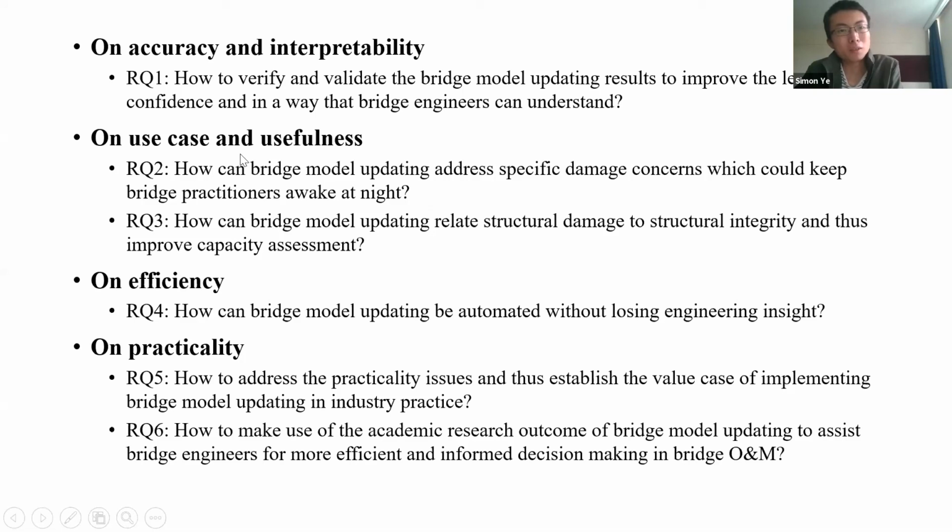And the next one is use case and usefulness. They are not interested in very general damage detection. They're interested in specifically what damage scenarios are you looking at? On efficiency, because it's going to involve a lot of data, how do you automate that process, but still without losing the engineering insight? And finally, there are lots of practicality issues I already mentioned before.